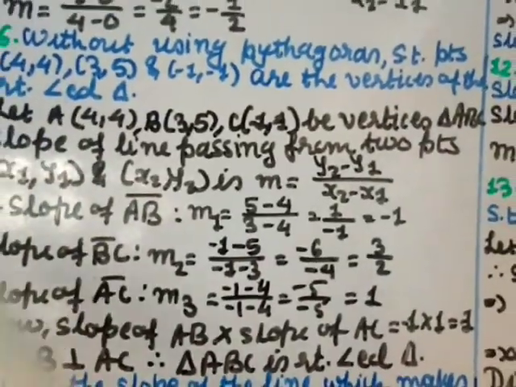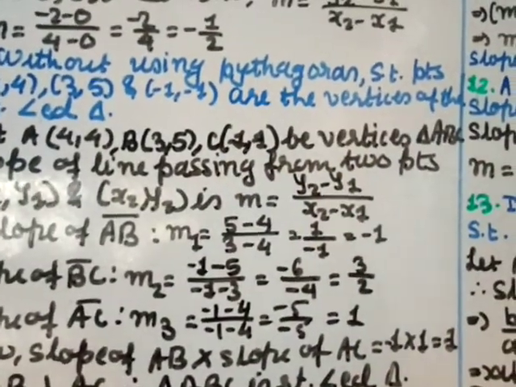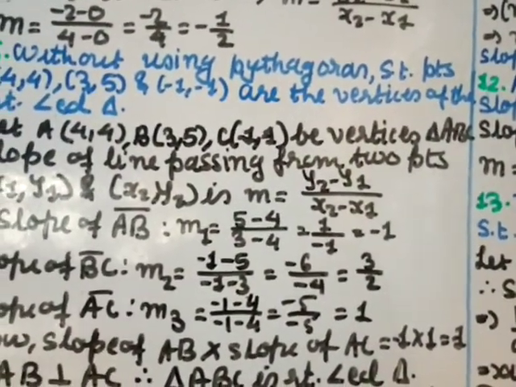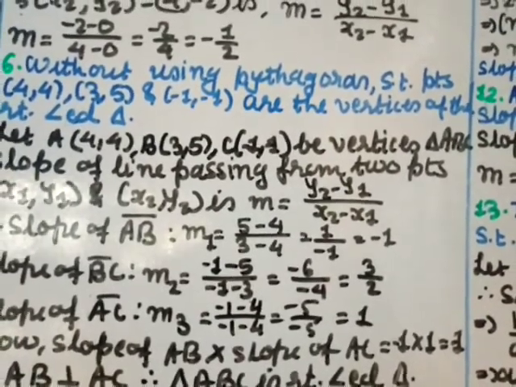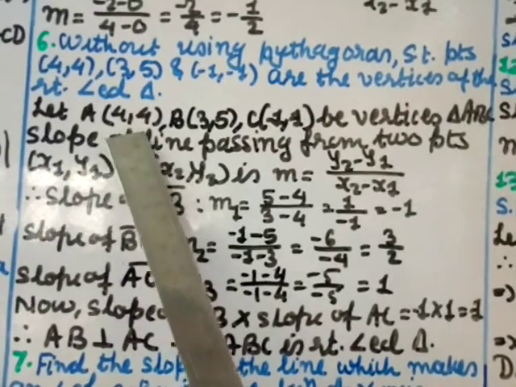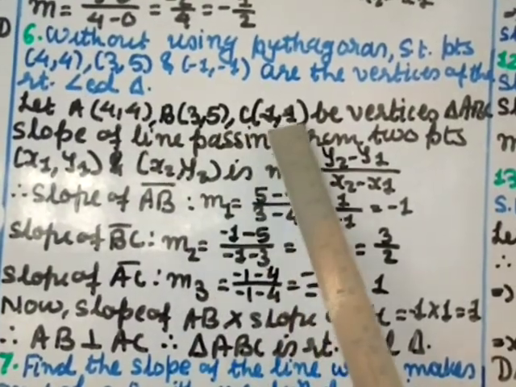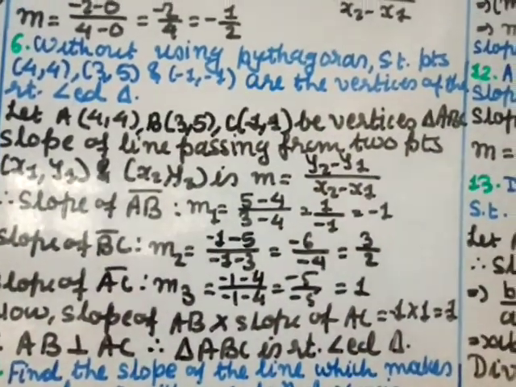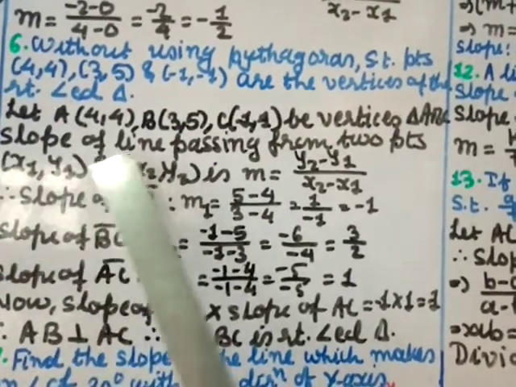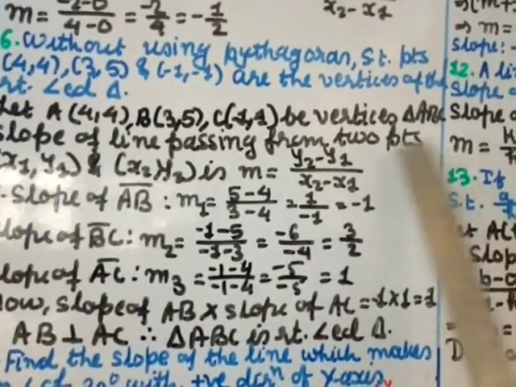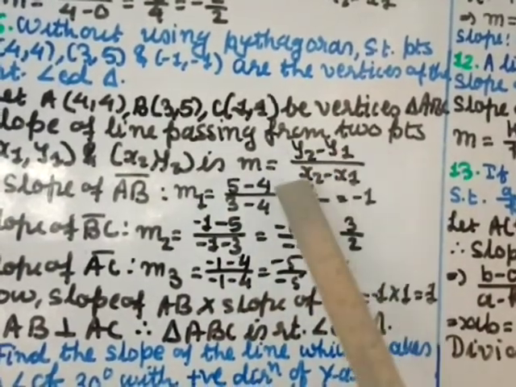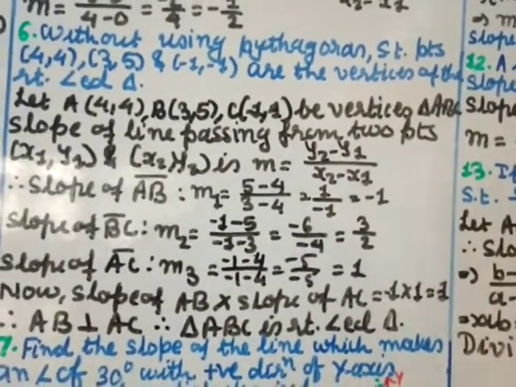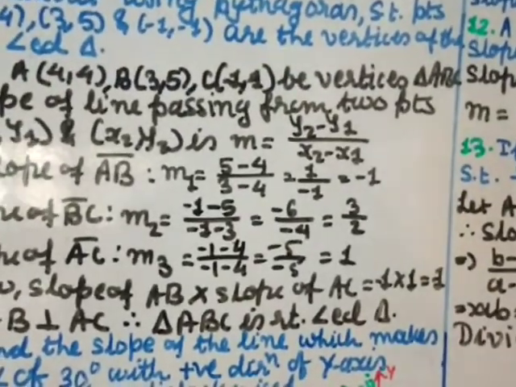Question number 6. Without using Pythagoras, show that points 4, 4, 3, 5, minus 1 are the vertices of a right angle triangle. Let A 4, 4, B 3, 5, C minus 1 be vertices of triangle ABC. Slope of a line passing through 2 points x1, y1 and x2, y2 is given by m is equal to y2 minus y1 divided by x2 minus x1. So this is the formula of slope of the line when 2 points are given, which I used here also.